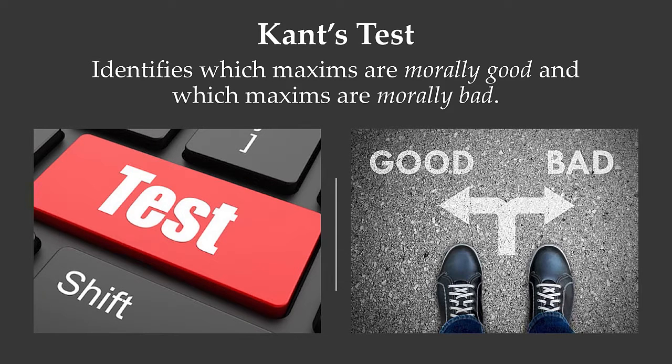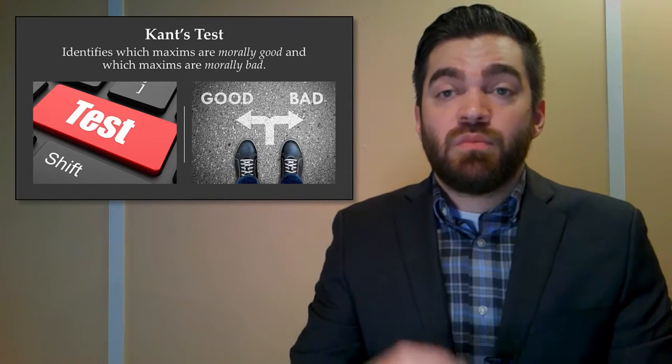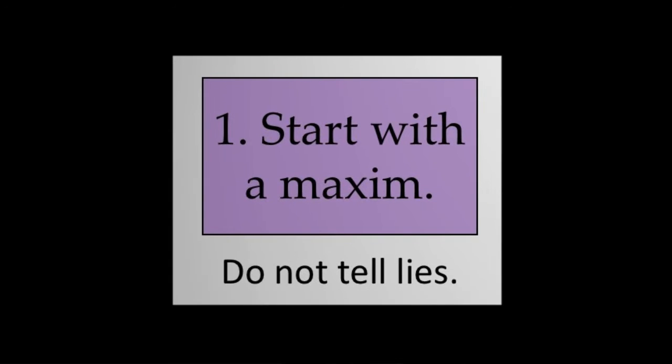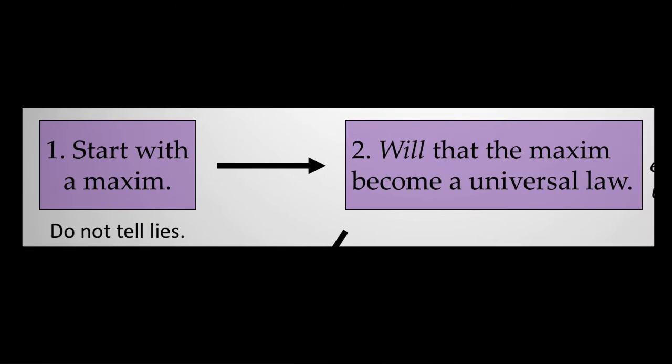So here's how Kant's test is supposed to work. You begin by taking a maxim. So, do not tell lies. Let's just start with don't tell lies. Kant then asks us, can we will that this maxim becomes a universal law?